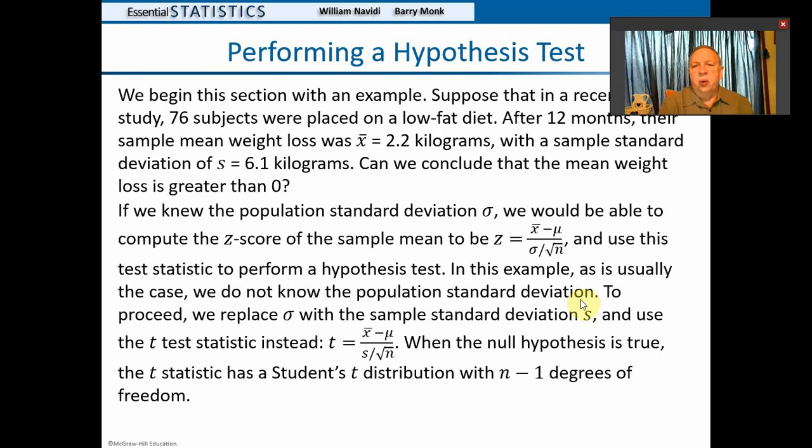In this example, as is usually the case, we do not know the population standard deviation. To proceed, we replace sigma with the sample standard deviation s, and we use the t test statistic instead. So t is x bar minus mu, divided by s over the square root of n. The only thing that changes here is s, but this is a t, and instead of a z-score, it is a t-score based on the Student's t distribution, another distribution. We have n minus 1 degrees of freedom, as we've talked about before.